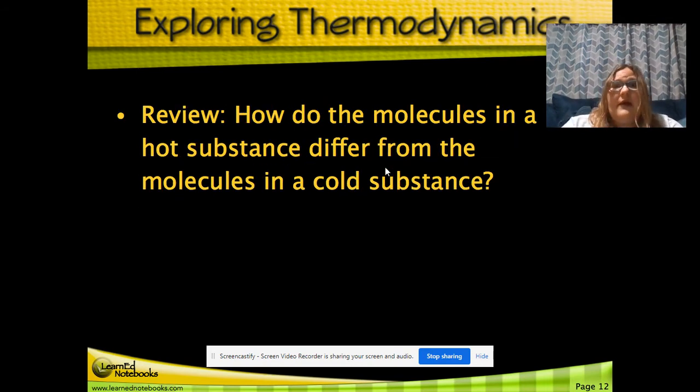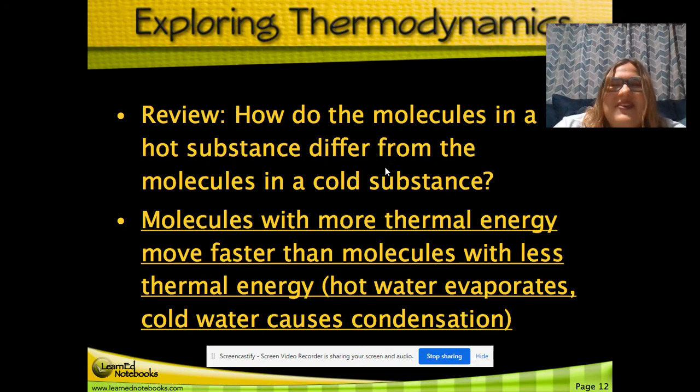Review. So how do the molecules in a hot substance differ from molecules in a cold substance? Think about it. Got an answer in your head? All right. Molecules with more thermal energy move faster than molecules with less thermal energy.